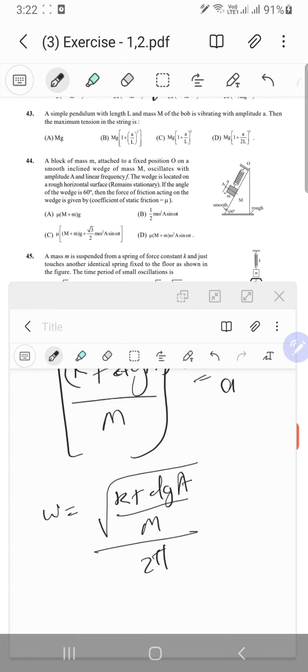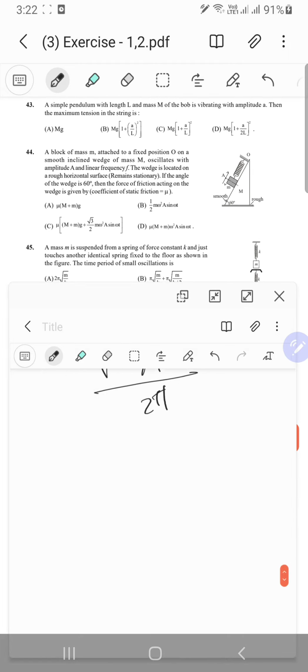Next question. A simple pendulum with length L and mass m of the bob is vibrating with amplitude A. The maximum tension in the spring is... simple pendulum. Okay. With amplitude. Well, what amplitude? The angular one or the one with length? Oh, so in the options you only have like A upon L stuff. So it should be the length that we are talking about.